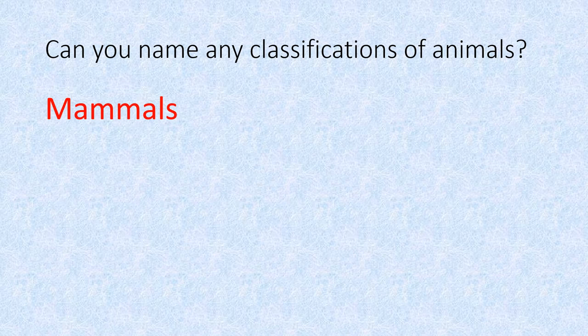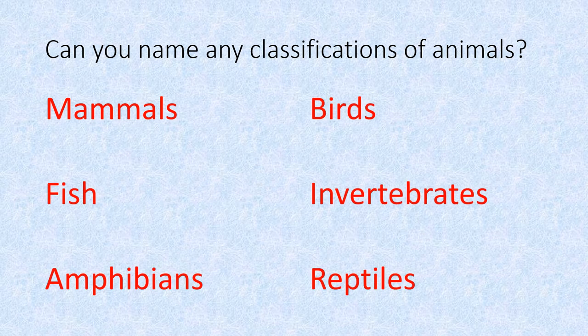Now there are six you are looking for, including mammals. So you're looking for another five. So pause the video now and see if you can think of any. Don't worry if you can't, because the answers are going to come up, but just see if you can. Okay, here are the other classifications.